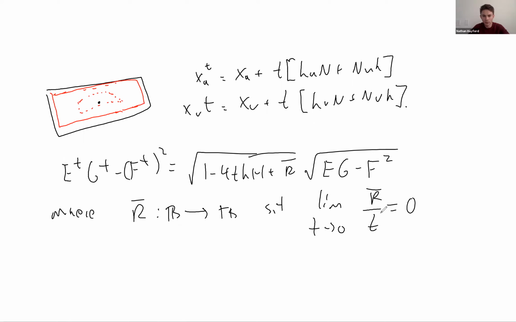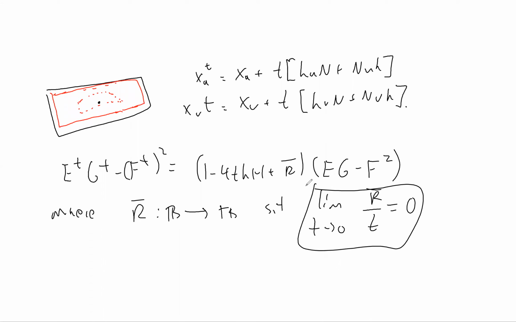So should the square root be gone? No, you're right, the square root should be gone. My mistake. Yes, when t goes to zero. Okay, so this will just be separating. So we end up getting this, there's no square root, and this will go away once we take the derivative.